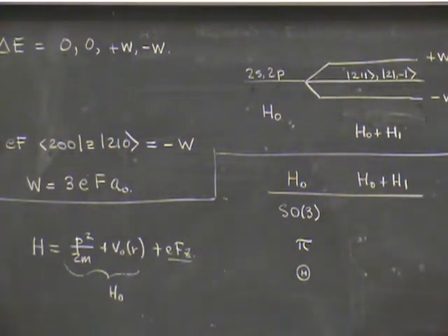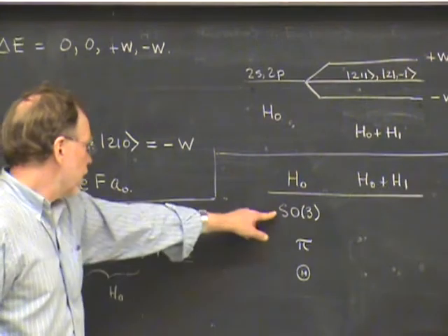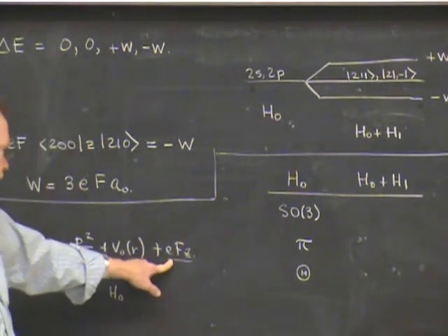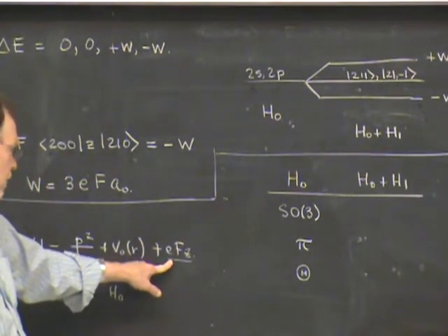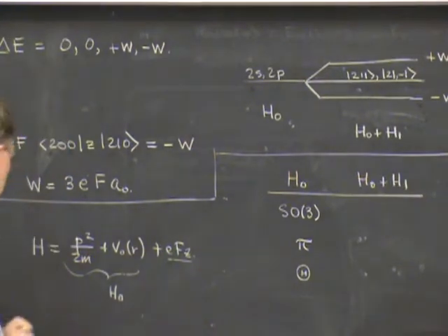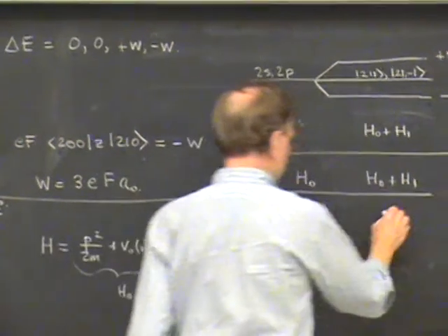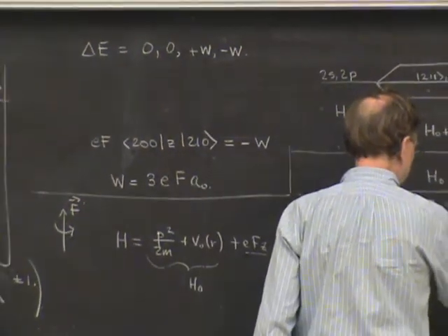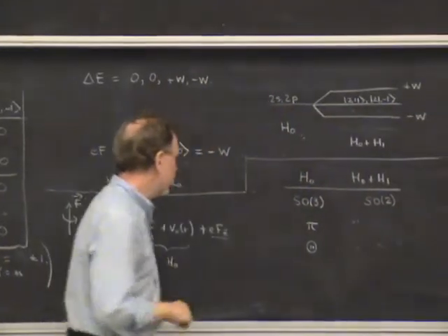What about H0 plus H1? Well, it doesn't commute with all rotations anymore because the electric field is now giving us a preferred direction, which is the z direction. There's now a breaking of that symmetry. So in the z direction here, you've got this field F. However, you still have a rotational symmetry about the z direction. And so that leaves an SO2, two-dimensional rotations about the z axis.